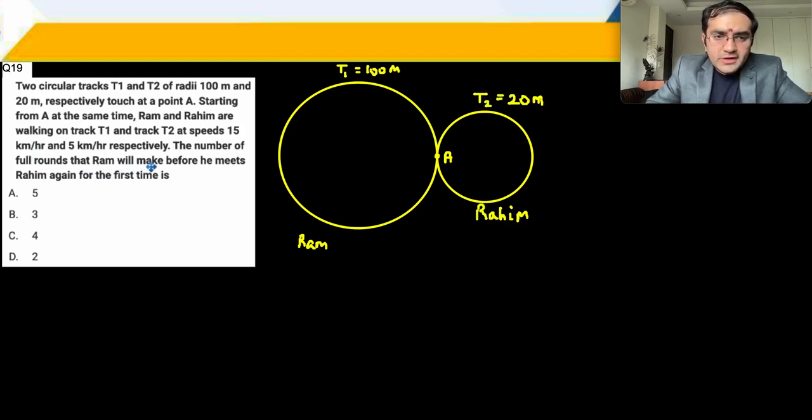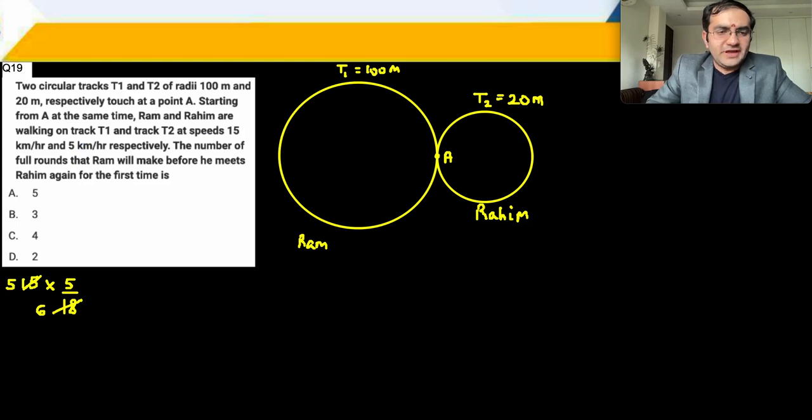The number of full rounds that Ram will make before he meets Rahim for the first time is. Now, in order to meet for the first time, they have to meet at the starting point. Okay? Over here, at A they have to meet at the starting point. So we know how to ensure meeting is at starting point. I will quickly convert my speeds to meters per second. 15 and 5 we are going to multiply by 5 by 18.